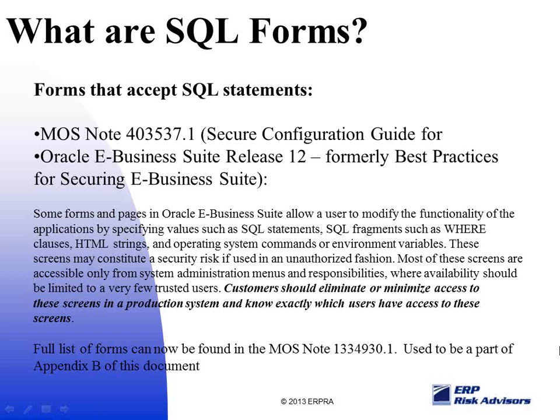And you know, the define alerts form, as an example, most organizations have done a good job of securing to a small group of developers that typically do that type of migration to production. But there are 50-plus forms now on the list that Oracle has, and the full list has moved from Appendix B of this Secure Configuration Guide to its own document, now contained in MOS Note 1334930.1. It breaks the list up into professional forms as well as OA framework pages that have similar risks.